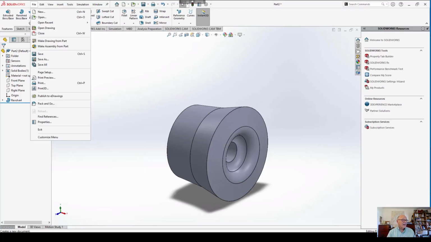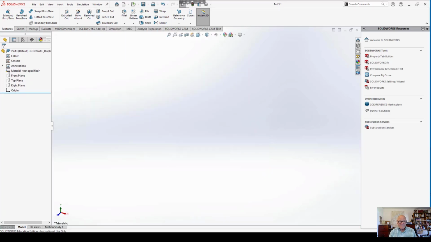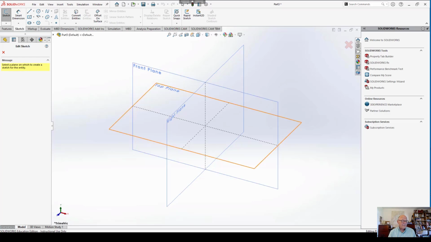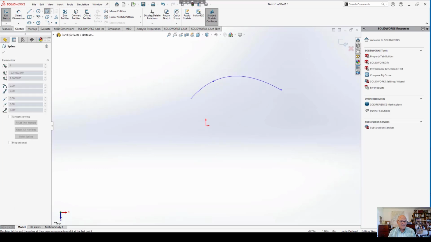We'll start a new file. Again, it doesn't really matter what units you're using here because I'm not actually creating anything where I'm going to give it units. But you do have to make sure that you are using the units you want. Otherwise, it creates a real problem for you. I'm going to go back to inches. I'm going to start by doing a sketch on the top plane. And I'm going to do a sketch using a spline. And I'll just start splining like that.